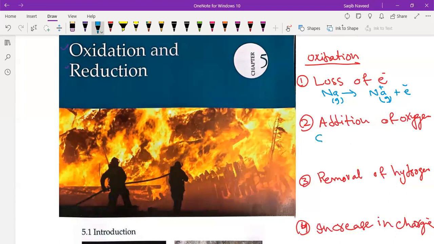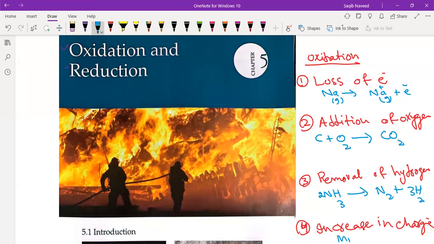Next one is addition of oxygen. You can write carbon plus oxygen. So you are adding oxygen to the carbon and you are getting CO2. So overall, this process is an example of oxidation because it involves addition of oxygen. So removal of hydrogen, you may write like this. If NH3 decomposes, it becomes N2 plus 3 molecules of hydrogen. So here you have removal of hydrogen. So this is called oxidation.